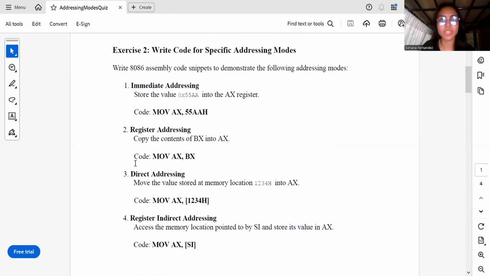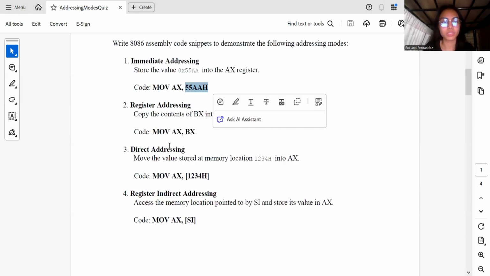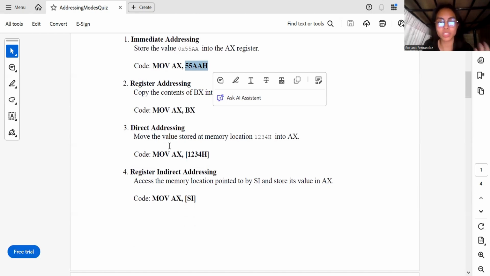So, next we have exercise 2. Here, let's write 8086 assembly code snippets to demonstrate different addressing modes. Number 1, immediate addressing. Store this value into the AX register. So this is my code. We need to move this value into AX. So this is our destination, which is the AX, and the value that we need to move. So the value 0x55A is directly loaded into the AX register.